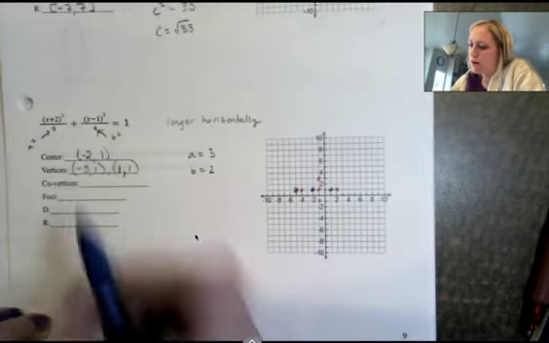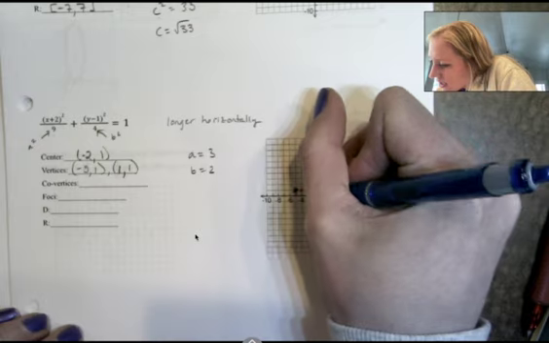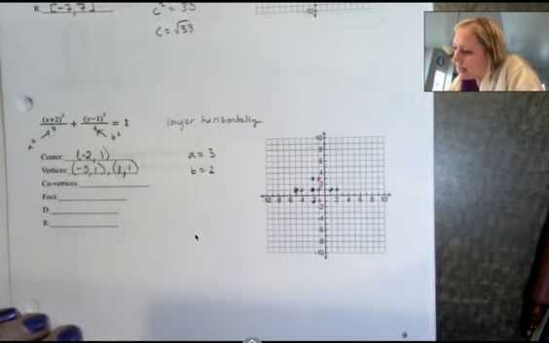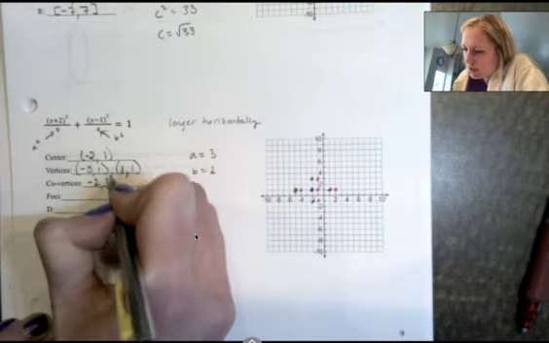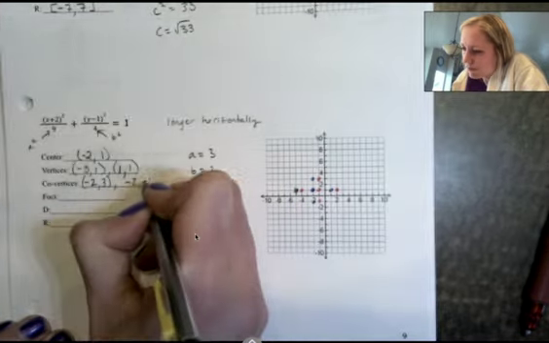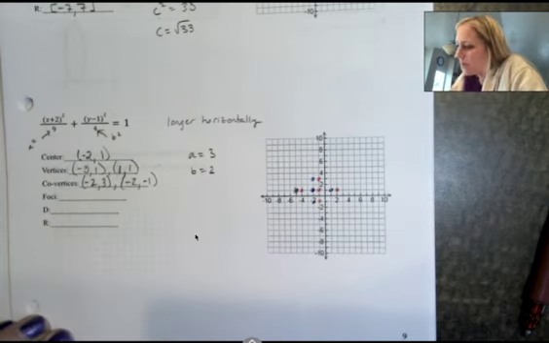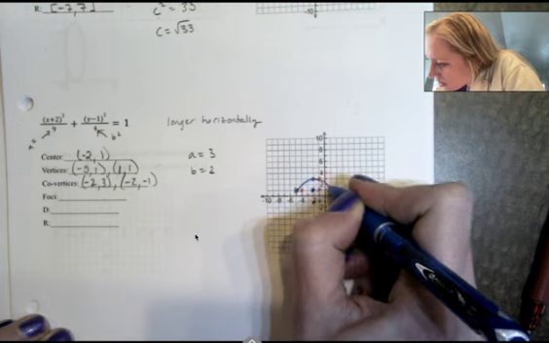Okay, so now for my covertices, I'm going to go up 2 for my center and down 2 for my center. So we got -2, 3 and -2, -1. All right, so now let's connect here. So again, the blue is the one I'm keeping.